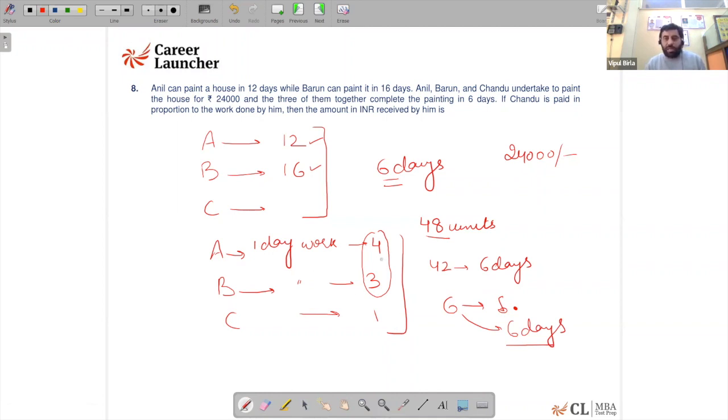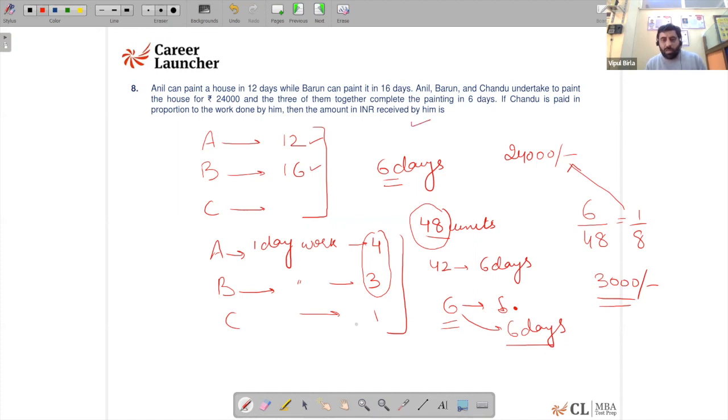So that means out of the total 48 units of work, the work done by C will be 6. So the proportion of the income which will be given to C will be 6 by 48, which is 1 by 8 of the entire value, which is 24,000, which comes out to be nothing but 3,000, which is my answer to this question.